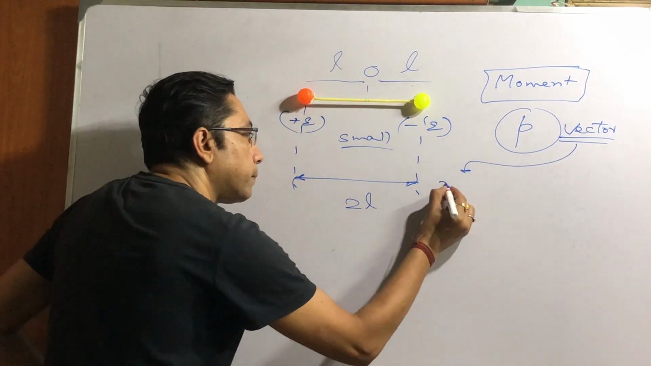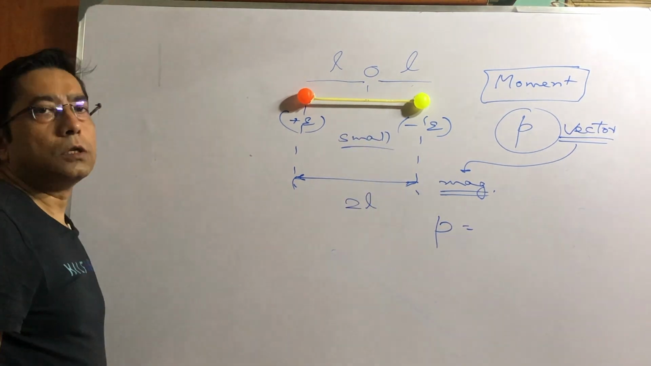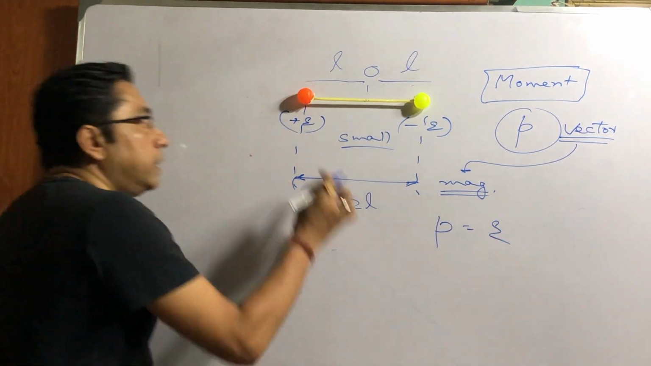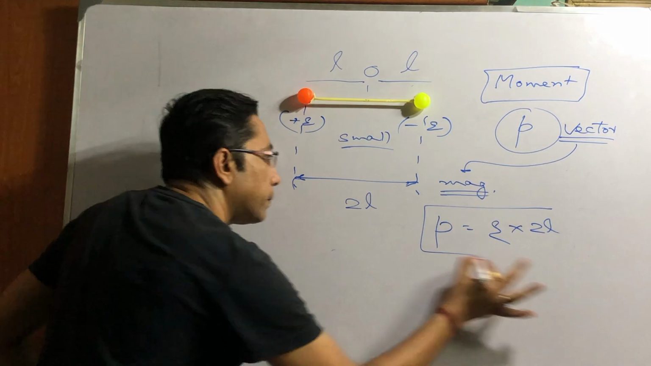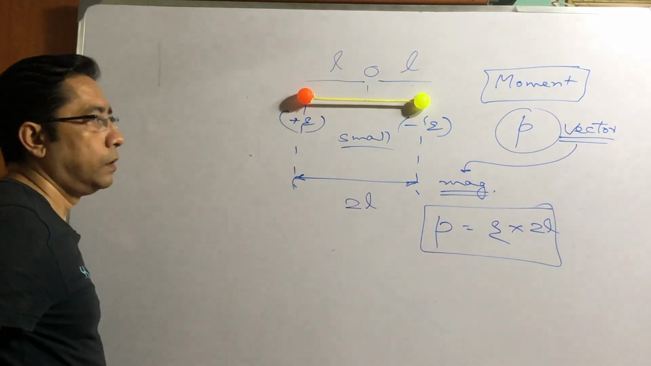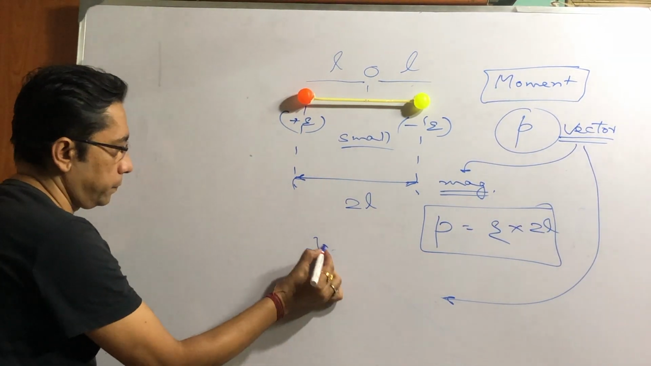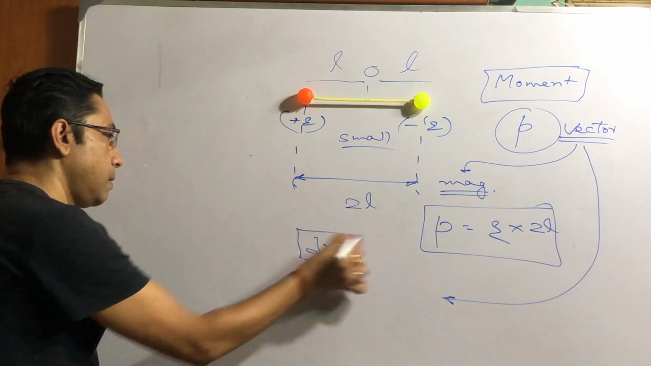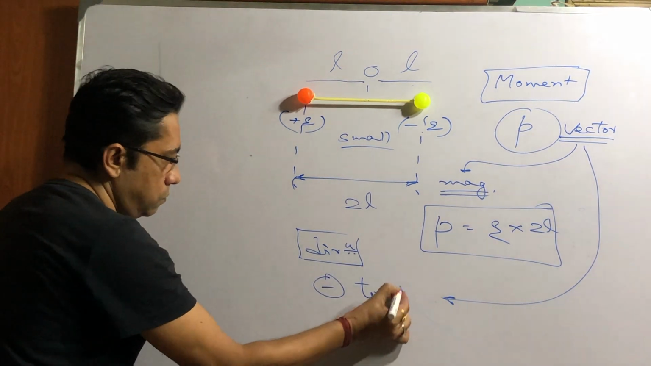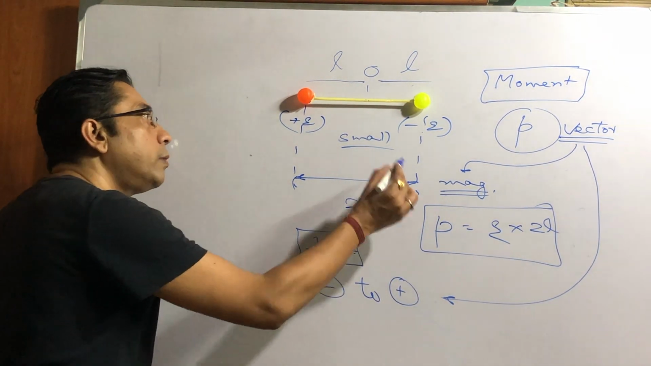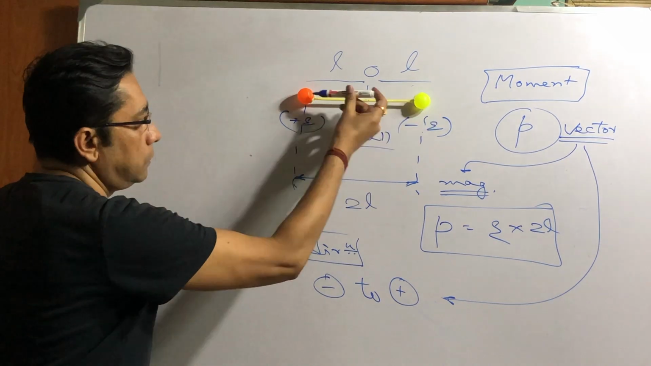So the magnitude is given by definition, P equals to, take the value of any of the two charges, Q, only magnitude, into their distance, 2L. So this is the magnitude. Then comes direction. Direction is taken as from negative charge to positive charge. So minus charge to plus charge. So let us remember, dipole moment has its direction from negative charge to positive charge. So in this direction, this will be the dipole moment.